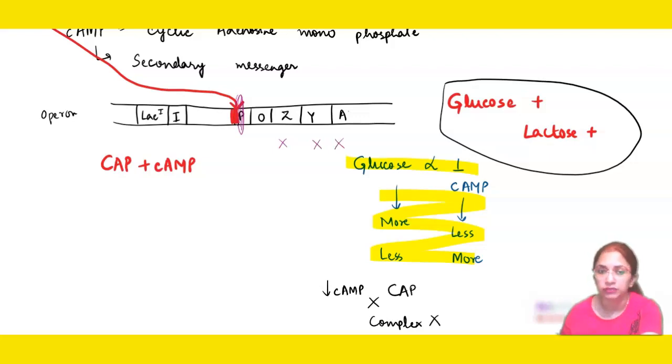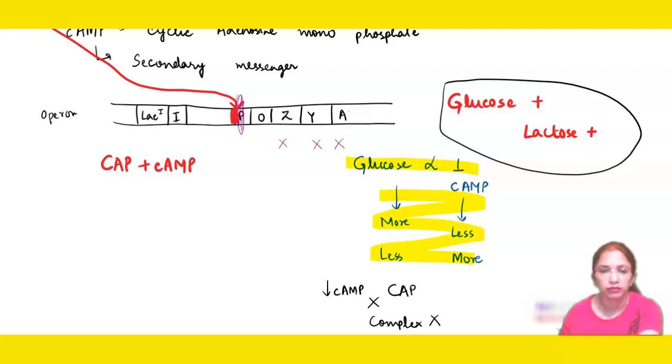So we have seen that when glucose is there, the operon will be turned off. It means genes will not be synthesized because the CAP site has not received the complex which gives a green signal to the RNA polymerase for doing the transcription. It will be halted. So that is why when glucose is there, the operon is always turned off.